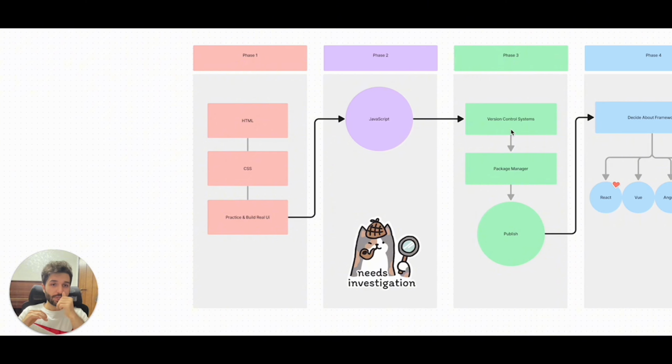So after you learn that, you should learn about the package managers, npm and yarn, that we have in JavaScript. And after that, after you learn about version control and the package manager, you should learn how to publish your code, for example, on Amazon or Azure DevOps from Microsoft.